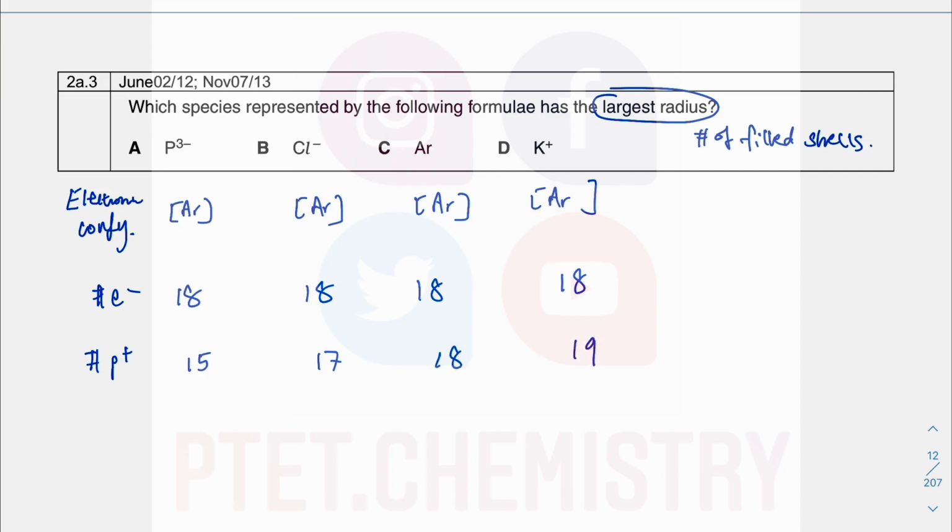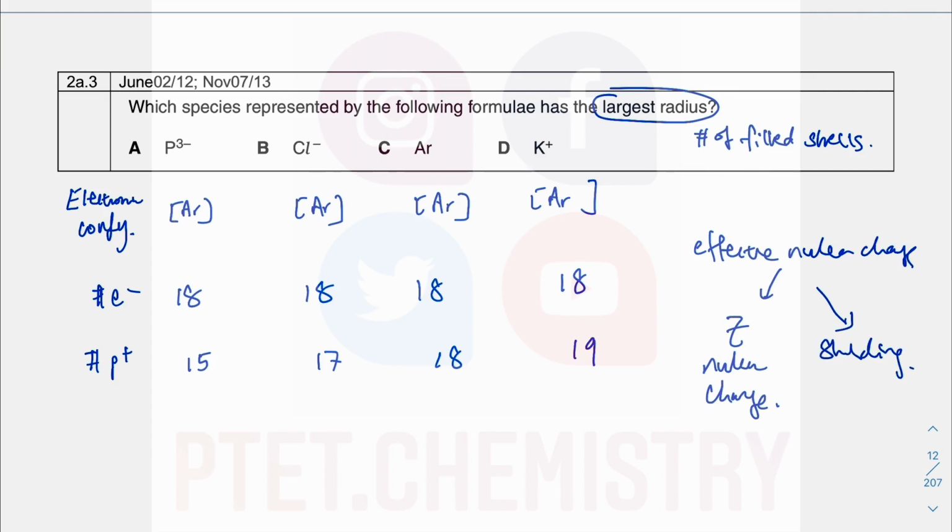So remember, we are talking about effective nuclear charge, which depends on your nuclear charge, which is the charge of the protons in the nucleus, and then it's got to do with shielding. In terms of shielding, because they all have 18 electrons, the valence electrons occupy the third shell anyway. There's the argon electronic configuration. So in terms of shielding, they are not too different, but in terms of nuclear charge, they are different. As you could see, the number of protons increases. In terms of the same number of electrons, since there are more and more protons in the nucleus, your effective nuclear charge gets stronger.